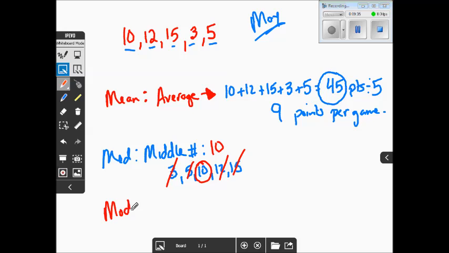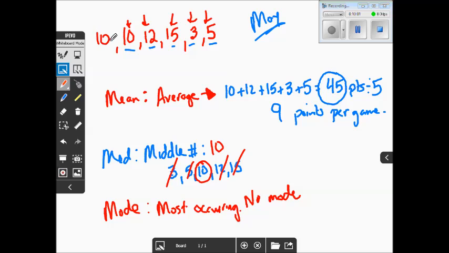My mode is the most occurring or the most repeated, however it helps you to remember. It's the one that shows up the most amount of times. Now, as I look up here, I see 10 once, I see 12, I see 15, I see 3, I see 5. I don't see any of them repeated more than once, right? So in this case, this would be no mode. Now, if I were to add another point on here, let's say I scored 10 points in a sixth game, now my mode would be 10, because I would have two of them that repeated the same.